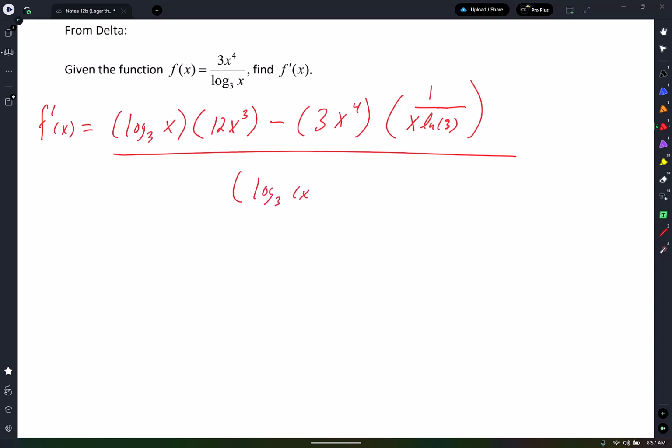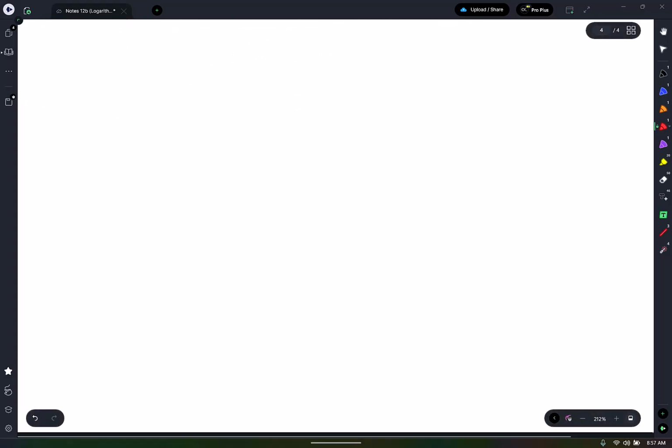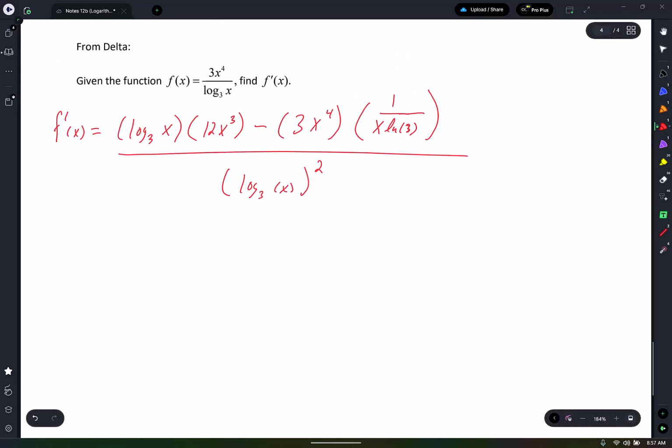Perfect. Do you have to simplify? No, you can leave it alone. Well, the derivative of x is 1, but you don't have to. And that's it, guys. So now you just do a whole bunch of practice on Delta, and we'll call it a day.